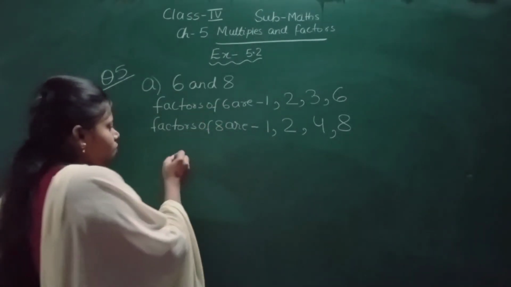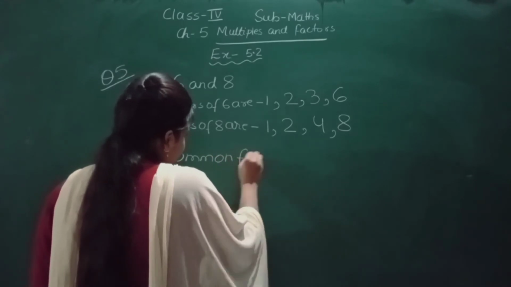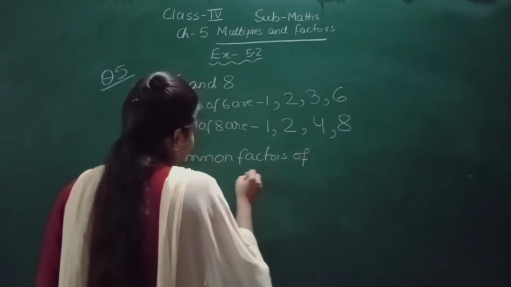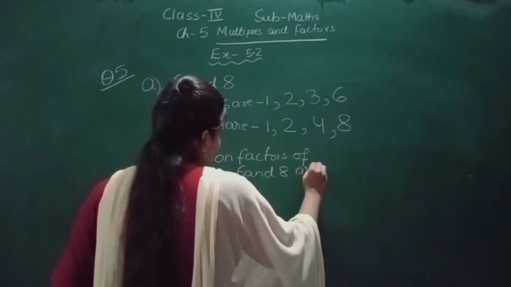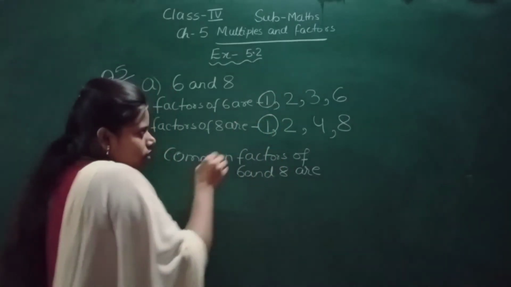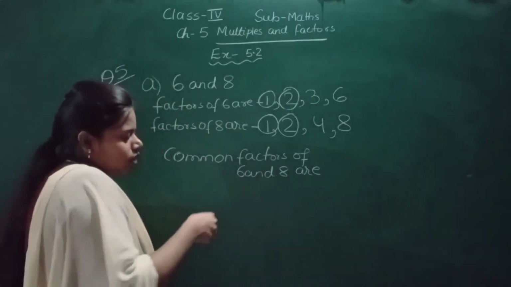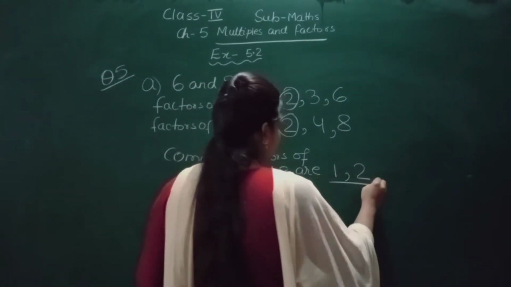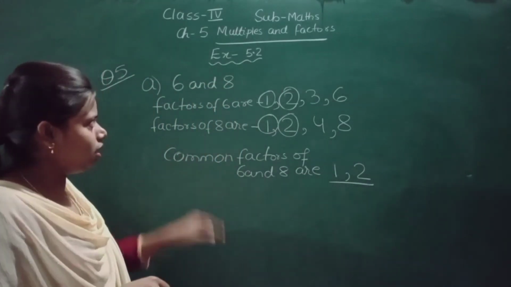Now we will find the common factors. Common factors of 6 and 8 are. So what is common? 1 is common, 2 is common. So the common factors are 1 and 2. These are the common factors of 6 and 8. Okay, now let us see the next question.